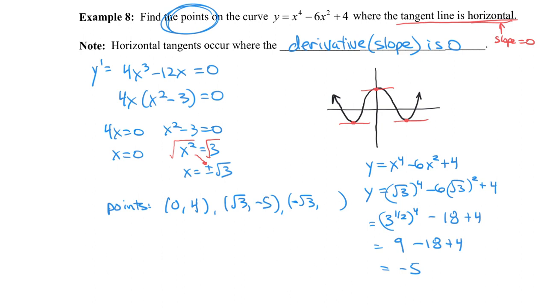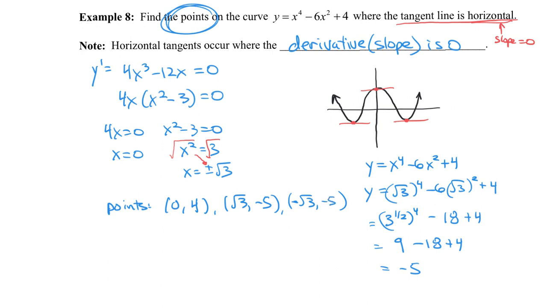And if you look carefully, you can see that if I were to replace the square root of 3 with a negative square root of 3, nothing changes because these are even powers. So if there's a negative here, when I raise it to the 4th power, it will be a positive also. And same thing over here. If I put a negative here and square it, I'm still going to get a positive. Right? So we get the same thing. So the other y coordinate is also negative 5.